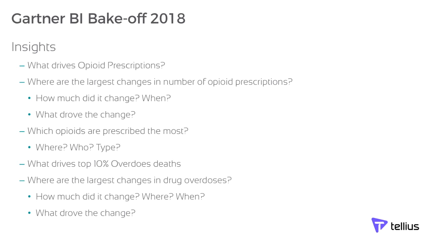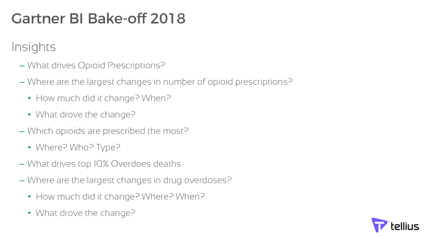We'll also look at which opioids are prescribed the most. For example, there's different types of opioid drugs. There's different types of prescribers, and they're prescribed over different time frames, so we can look at all of those factors. Next, we can also look at what drives the top overdose deaths.